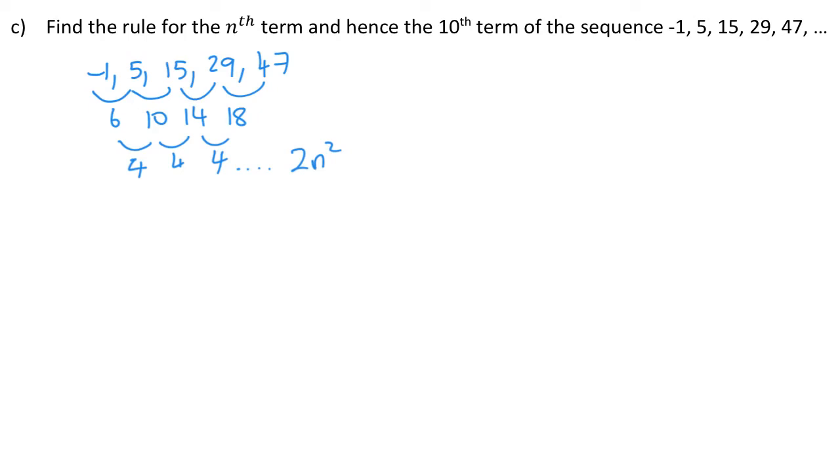So if we work out what 2n squared is and take it away from our sequence, so the sequence is minus 1, 5, 15, 29, and 47. And if we subtract 2n squared, so 2n squared is n squared multiplied by 2. So 1 squared is 1 times 2 is 2. 2 squared is 4 times 2 is 8. 3 squared is 9 times 2 is 18. 4 squared is 16 times 2 is 32. And 5 squared is 25 times 2 is 50.